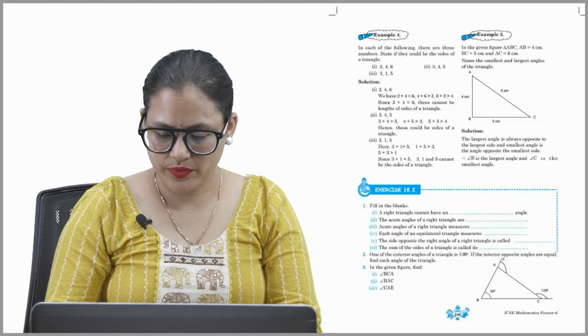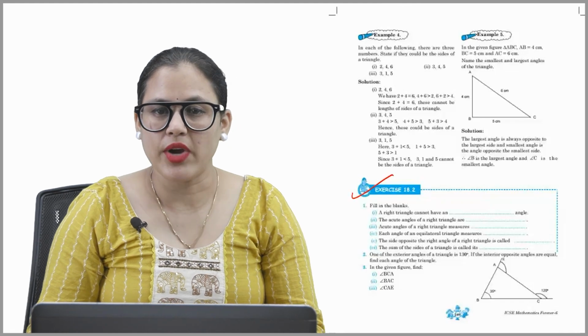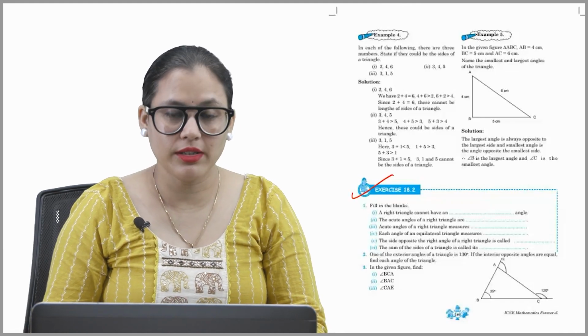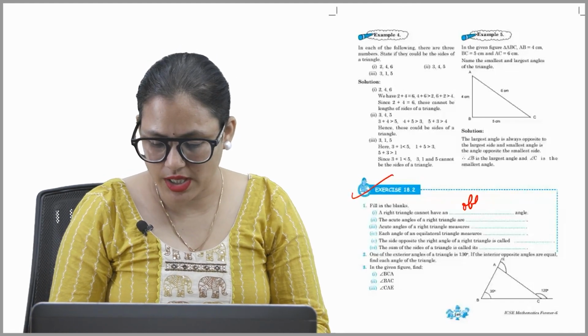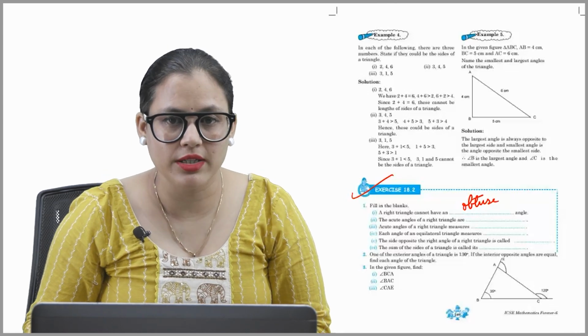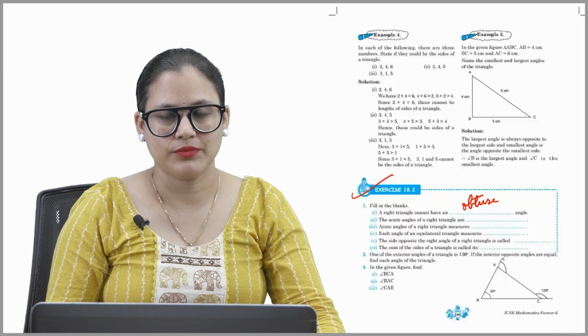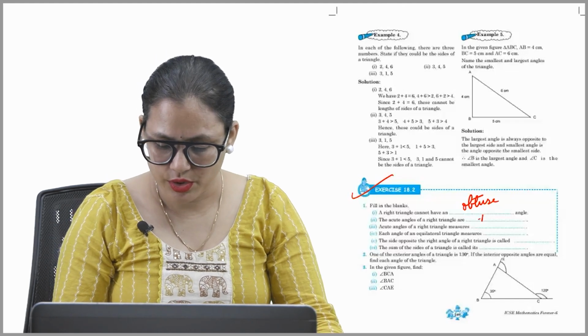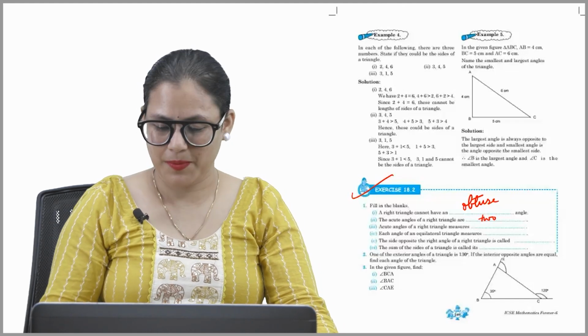Exercise 18.2, number 1, fill in the blanks. A right triangle cannot have an dash angle. It cannot have an obtuse angle. The acute angles of a right triangle are, how many acute angles are there? 2, right?